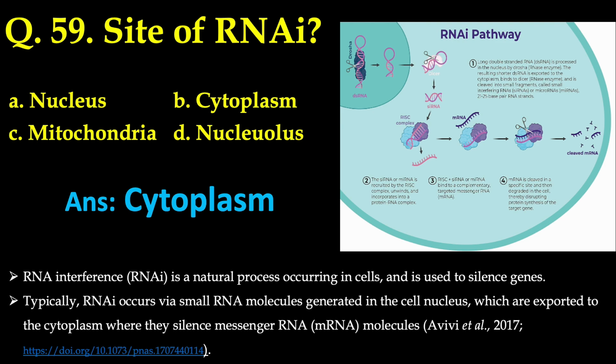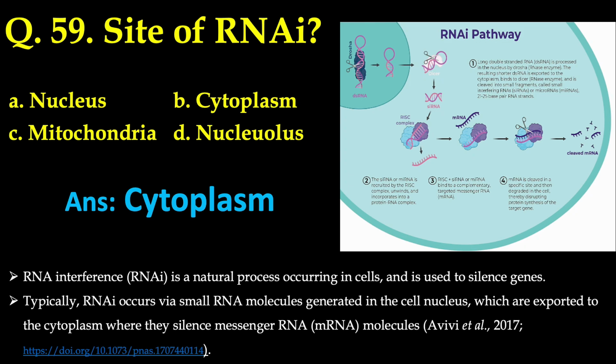And in the second step, the siRNA or the miRNA is recruited by the RISC complex. Then it is unwound and incorporated into a protein-RNA complex, followed by RISC plus siRNA or miRNA binding to a complementary targeted messenger RNA. And in the fourth step, mRNA is clipped at a specific site and then degraded in the cell, thereby disrupting protein synthesis of the target gene.